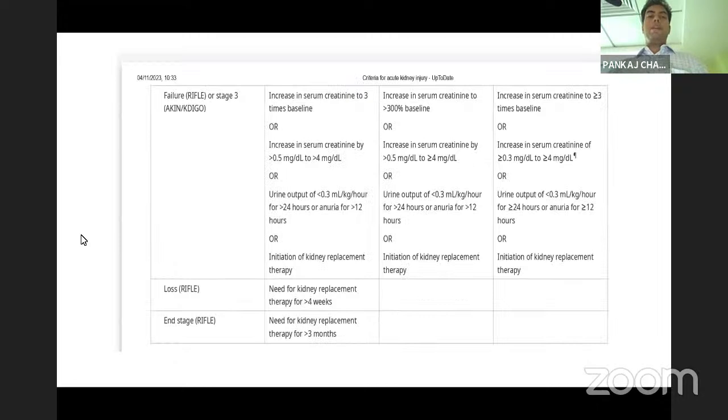Failure is an increase in serum creatinine to 3 times baseline, or an increase in serum creatinine by 0.5 milligram per deciliter to more than 4 milligram per deciliter. Urine output of 0.3 ml per kg per hour for more than 24 hours or anuria for more than 12 hours. Loss is in which kidney replacement therapy is required for more than 4 weeks, and end stage is more than 3 months.